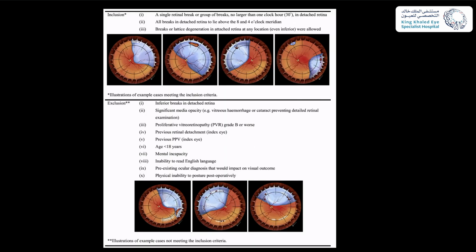So this is an example of one of the studies showing the indications of pneumatic retinopexy. We can see a single break or a group of breaks in 1 clock hour. It should be superior, should not be in two spaces, and this should be given in a certain type of patient. They should be cooperative patients, not children. Those patients should do proper positioning, and they need to come for frequent follow-up to do laser after the procedure.